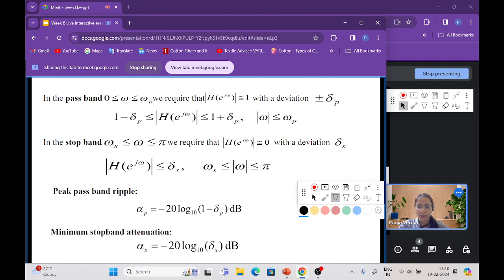Okay, peak pass band ripple is represented as alpha p, that is equal to minus 20 log 10 of 1 minus del p in dB. Similarly, the minimum stop band attenuation required is minus 20 log 10 del s in dB.